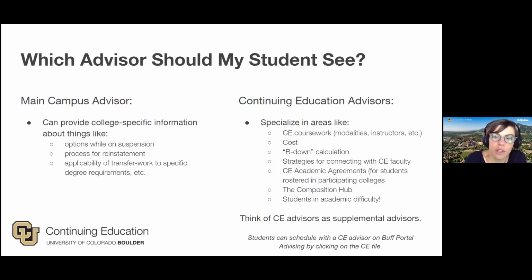The other thing that continuing ed advisors can do is talk to and about students in academic difficulty. We work with students in this situation all day, every day. So we've seen strategies that have been successful in the past, and we've seen resources that have been successful for students in the past. We're happy to talk with folks about how to support their student in academic difficulty. I always tell students and also their parents that they can think of continuing ed advisors as supplemental advisors. You can always meet with us and we're here to help you in addition to your main campus resources and advising that you already have.